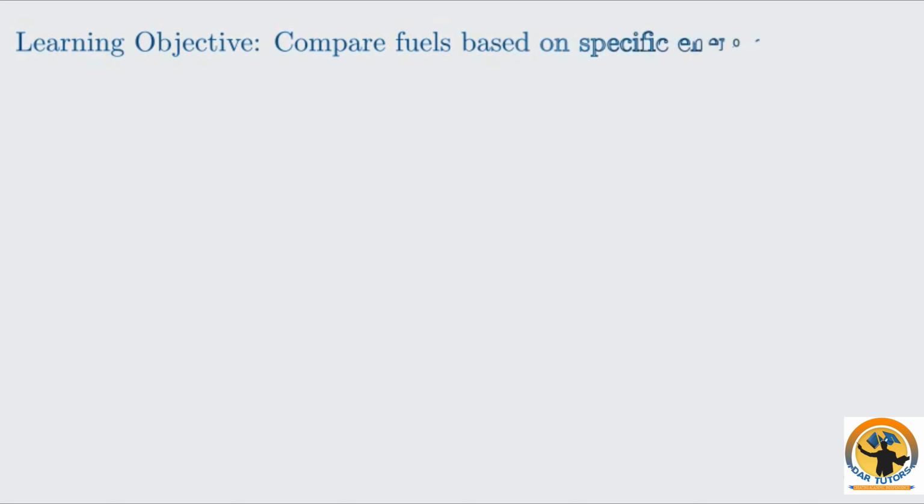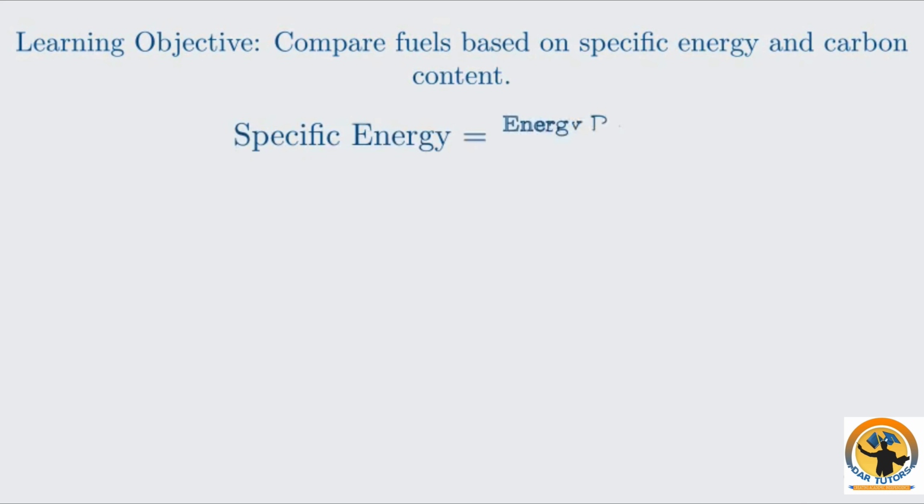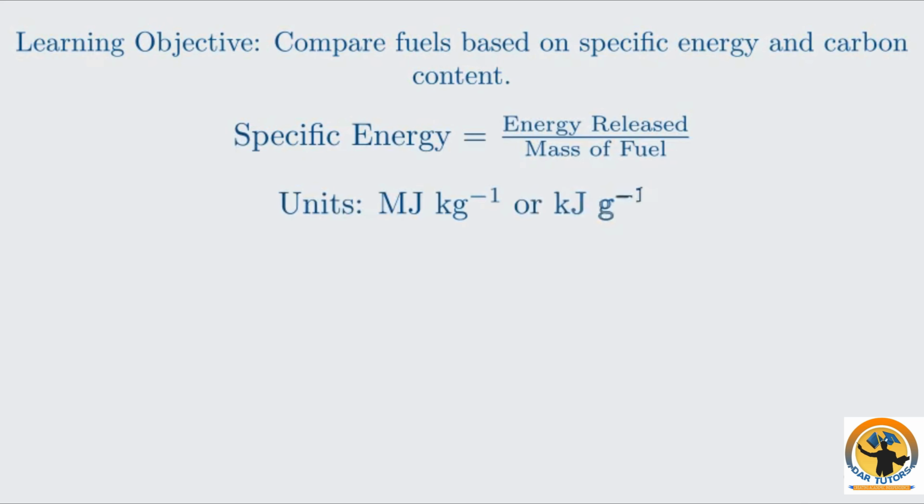We will now compare the efficiency of different fuels. To do this, we'll use 2 key concepts: specific energy and carbon content. Specific energy is the energy released per unit of fuel mass. It tells us how much energy we get for a given amount of fuel. The units are typically megajoules per kilogram, MJ per kilogram. Carbon content is simply the percentage of a fuel's mass that is carbon. This is important because the carbon is what gets oxidized to carbon dioxide, a greenhouse gas.